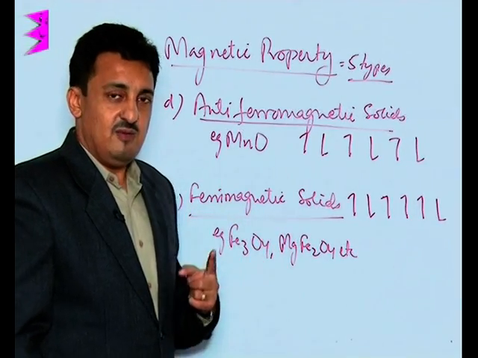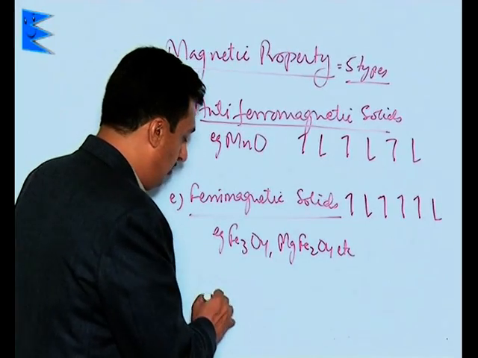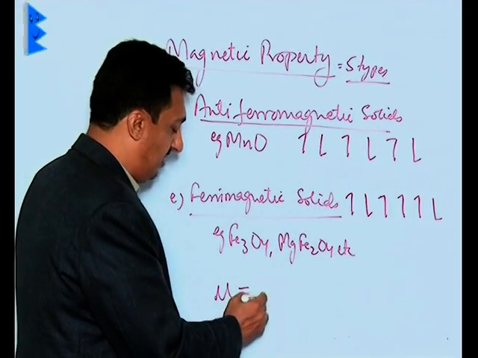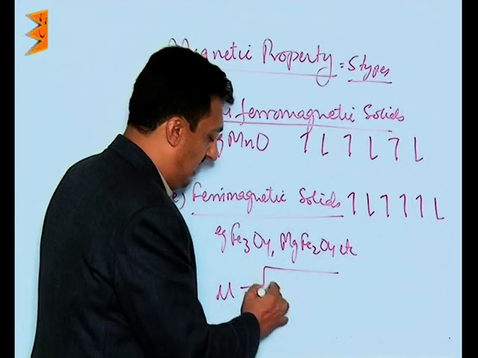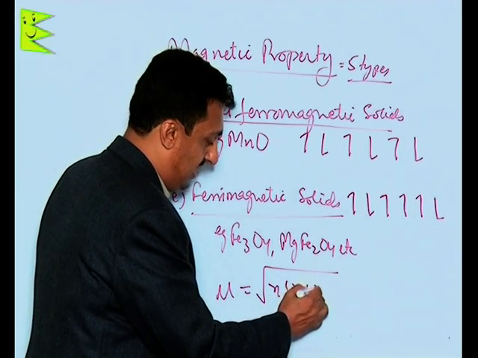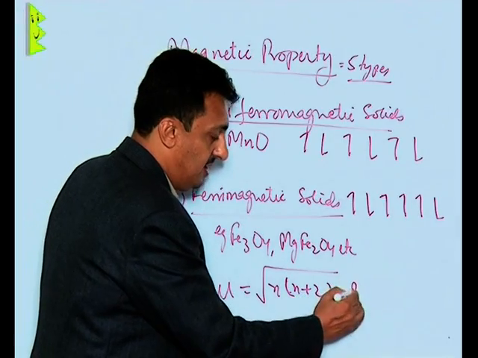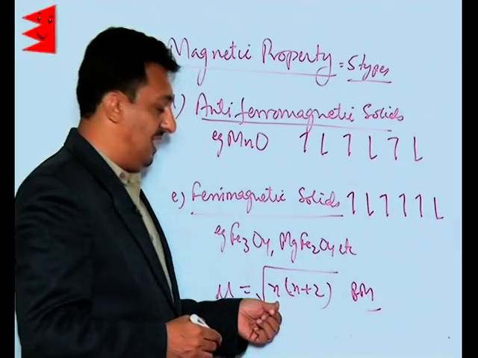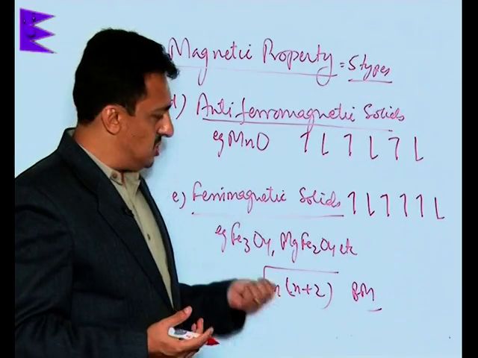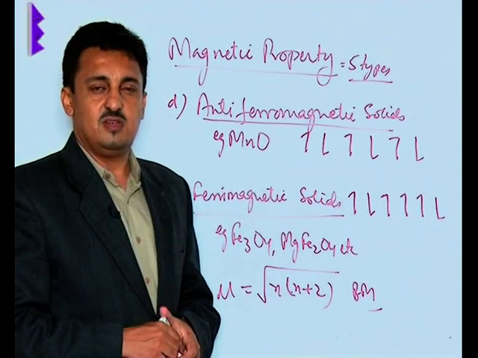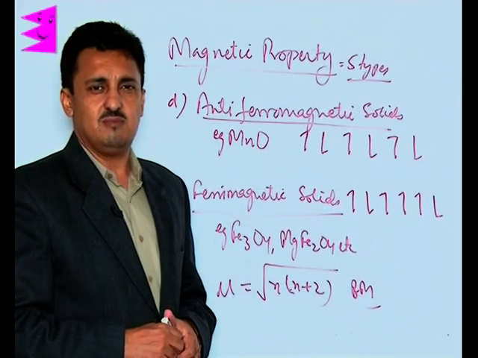Also don't forget, we can find out the magnetic moment of any solid by using the spin only formula, which is the square root of n into n plus 2, and the unit is Bohr magneton, where n is the number of unpaired electrons we have in that particular solid. So this is what we have, the different solids on the basis of their magnetic property.